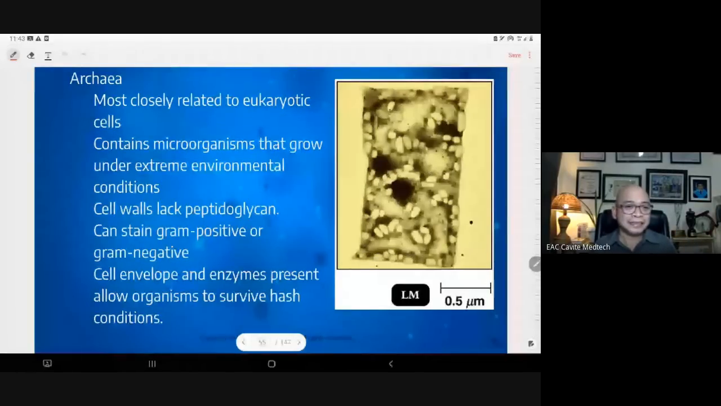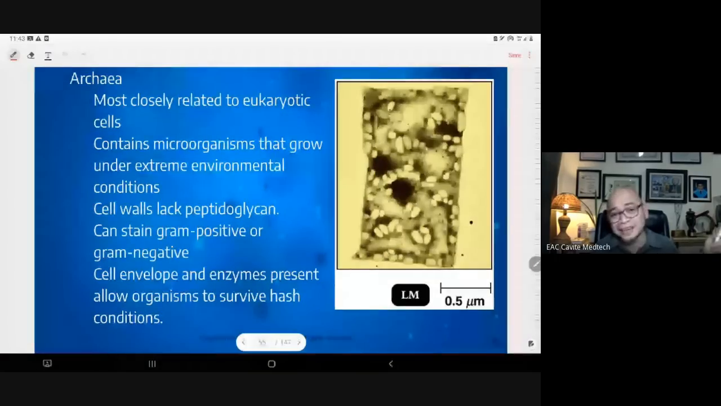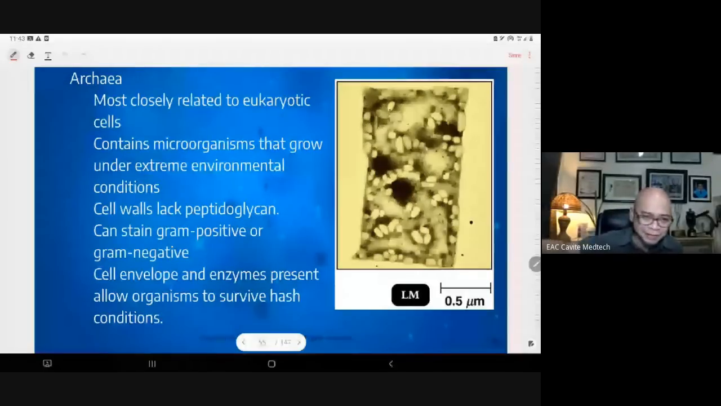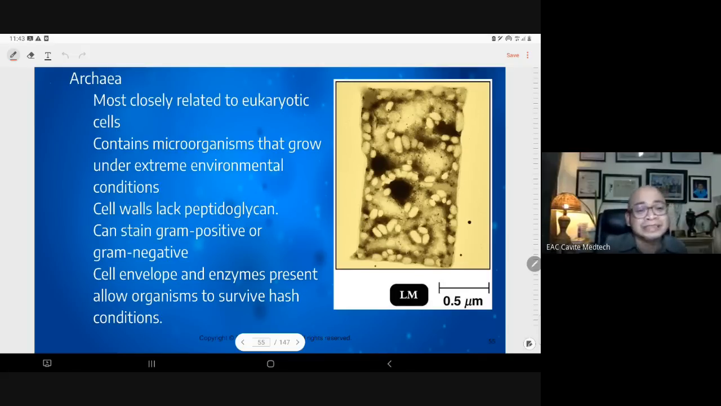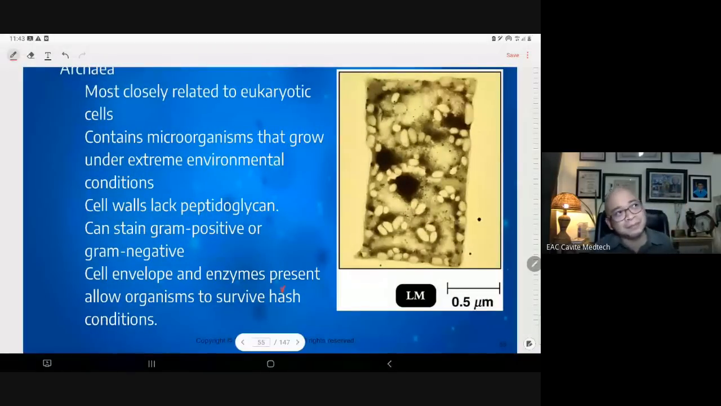Okay? So archaebacteria do not have peptidoglycan, unlike the true bacteria, which have peptidoglycan. However, they can stain gram-positive or gram-negative. So the cell envelope and enzymes present in archaebacteria allow these particular organisms to survive in harsh conditions, such as extremely thermophilic conditions or extremely halophilic conditions.